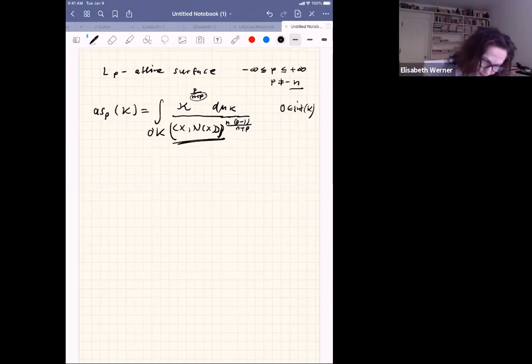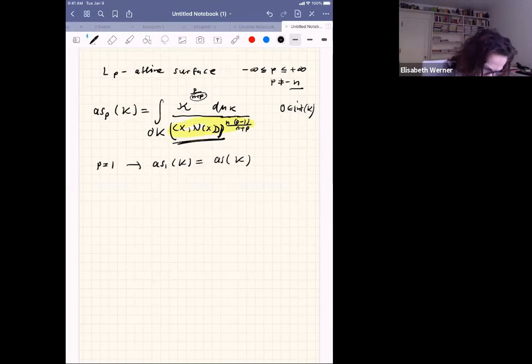Okay, let's put this into context. Namely, let's look at p equals 1. So let's look at the 1-affine surface area, and then we'll see that the term in the bottom disappears. And we'll end up with our familiar affine surface area that we had looked at so far.